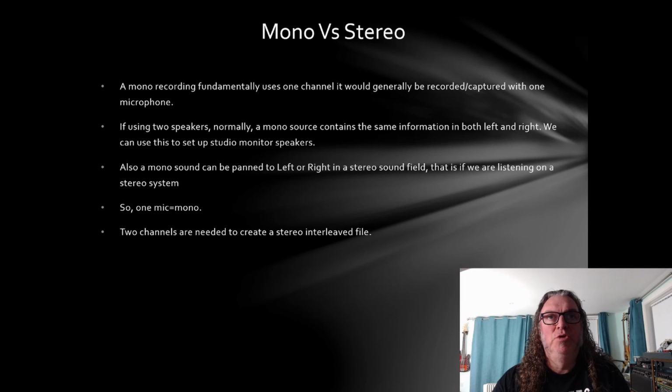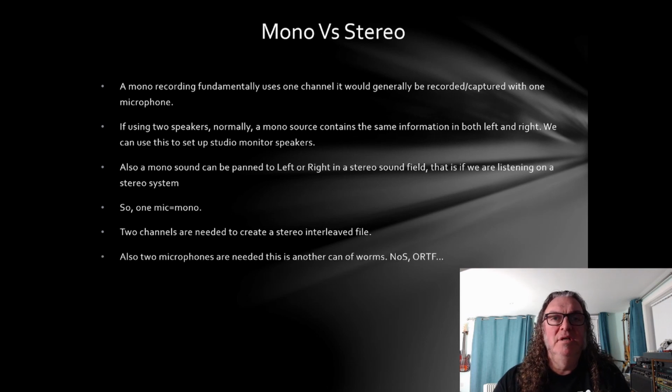Now, two channels are needed to create stereo, or what we call a stereo interleave file in this day and age when we're listening back. All your cassettes, all your CDs, all your vinyl, the majority of them were stereo. Some were mono, you can get many mono cassettes, but there will be some stereo cassettes out there. And basically, to do a proper acoustic stereo recording, we require two microphones. To be honest, it's another can of worms, and we'll cover that later on.